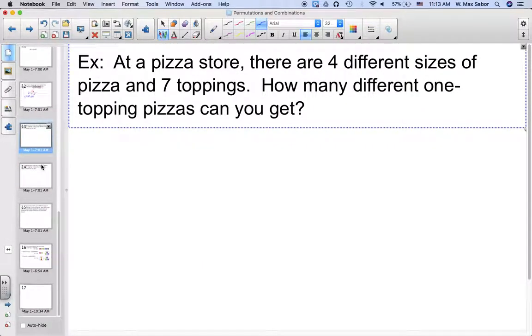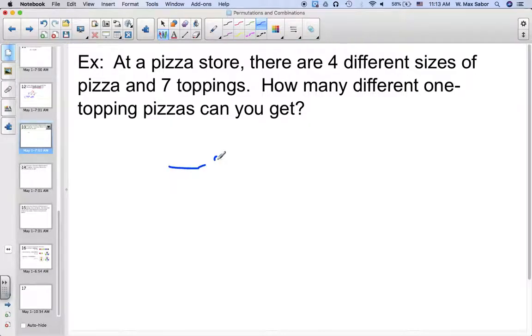All right, now I'm going to connect this back to old types of problems. There were 4 different sizes of pizza and 7 toppings. Well, we're making 2 choices. This is not any ordering at all, or grouping. So we're making 4 choices for the sizes, 7 choices for the toppings. This gives us 4 times 7, a total of 28.